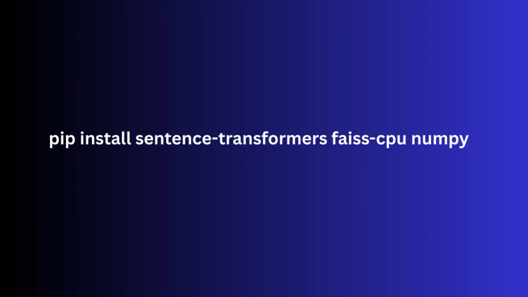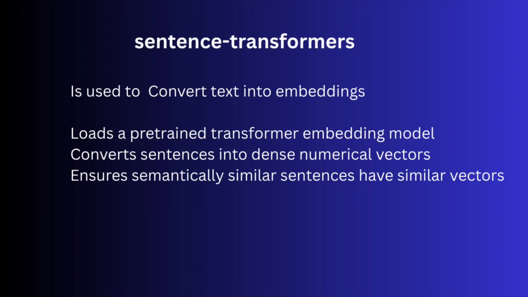Here, sentence transformer is used to convert text into embeddings. It loads a pre-trained transformer embedding model, converts sentences into dense numerical vectors, and ensures semantically similar sentences have similar vectors.